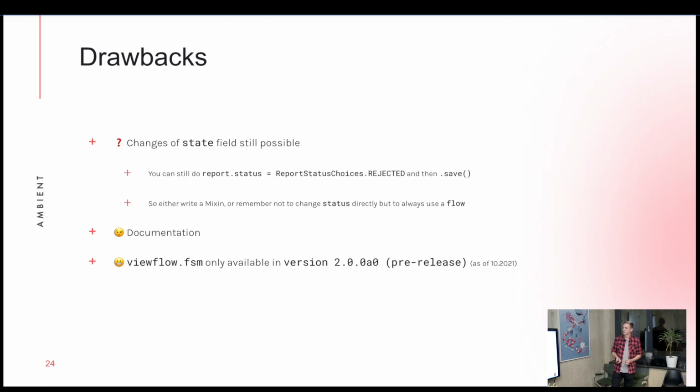But yeah, we decided to write a mix-in for this. If you're not up for the mix-in, then you just have to remember to always instantiate the flow and use the flow. Another drawback is the documentation, because sadly, and this kind of plays together with the third drawback, this finite state machine part of the viewflow package is only available in a current pre-release version. It has not been released yet, so hence the documentation lacks at some points, but we were able to implement this package in our project, and to be honest, who reads documentation anyway, right?